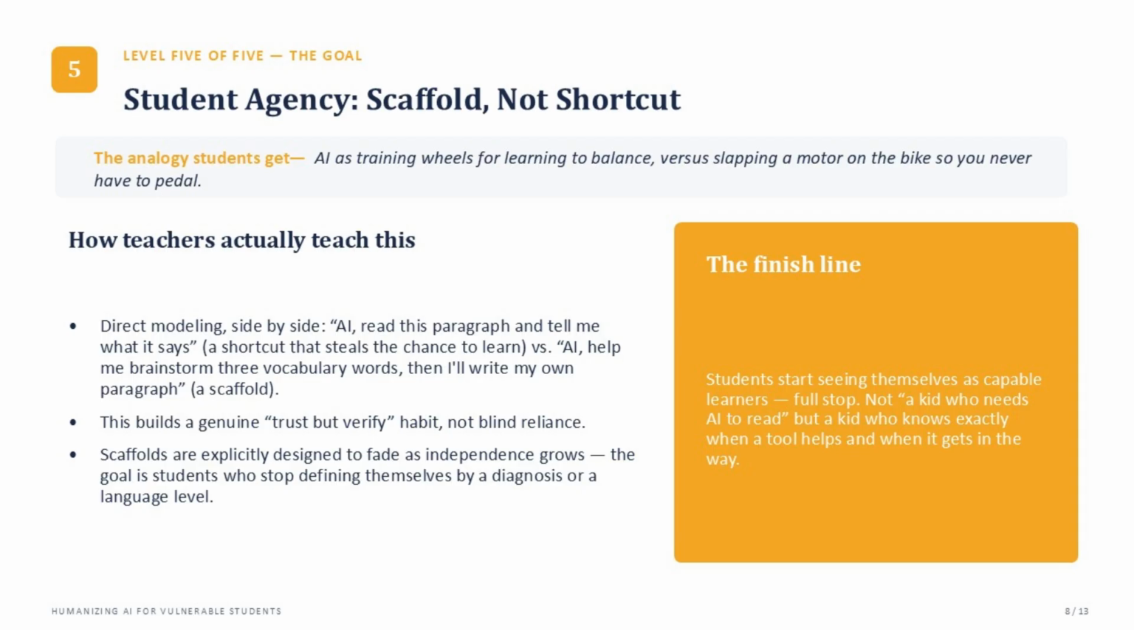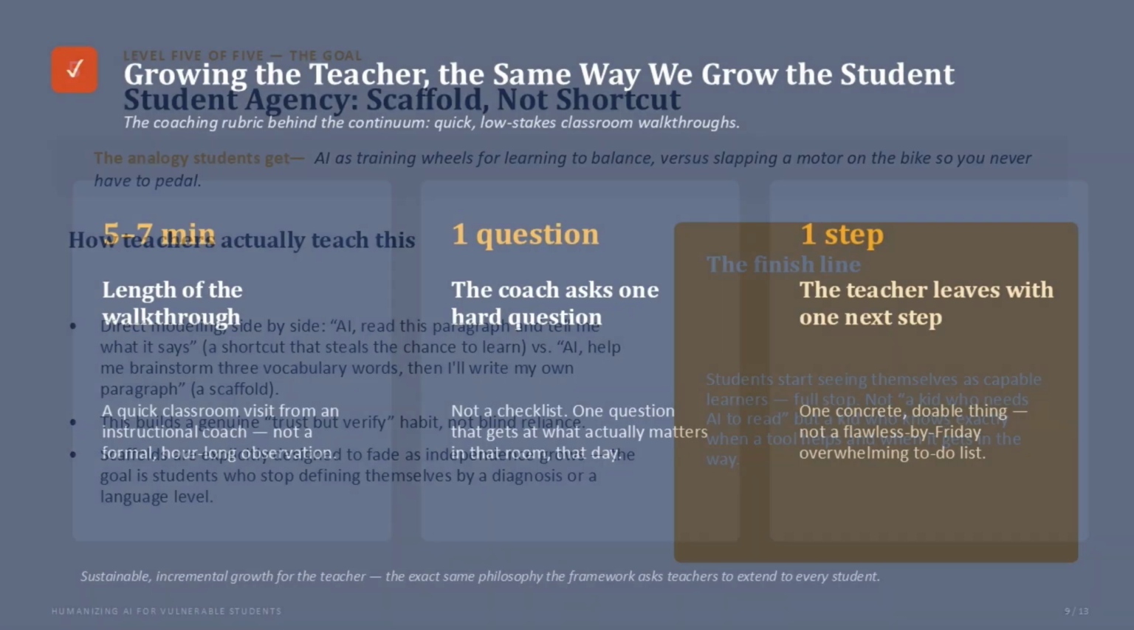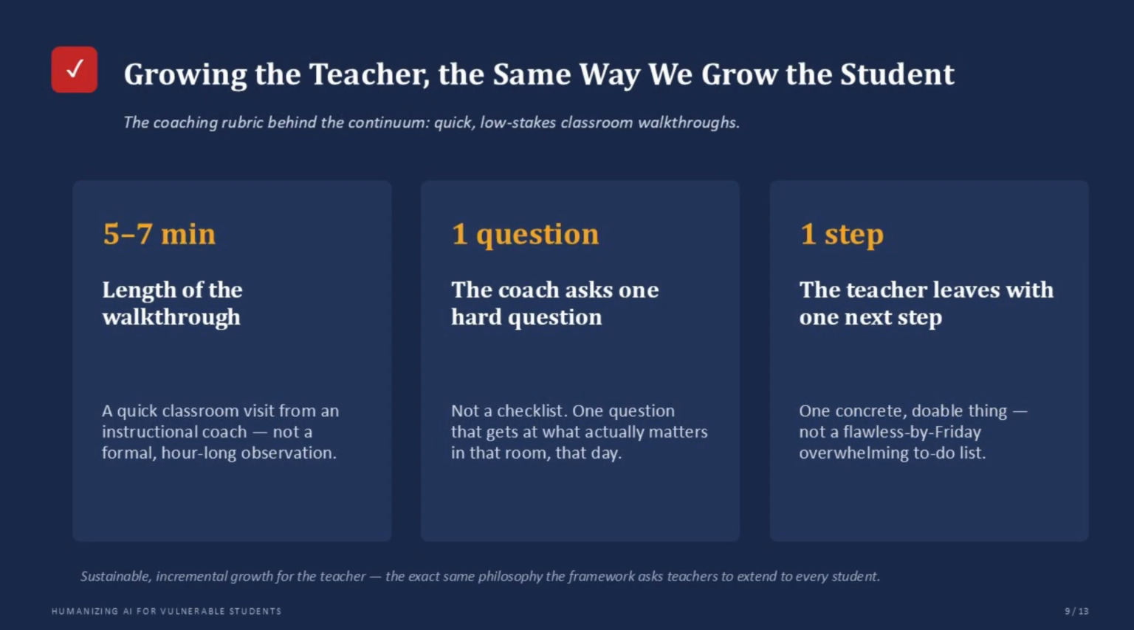So they stop defining themselves by a diagnosis or a language level, and they just start viewing themselves as capable learners. That is incredible. But to pull off that kind of transformation in a student, the teachers themselves need incredible support, right? Oh, definitely. And the framework provides this brilliantly simple coaching rubric for this. Right. The walkthroughs. Yeah, it's designed for these quick 5 to 7 minute classroom walkthroughs by instructional coaches.